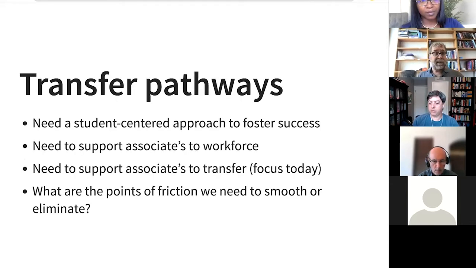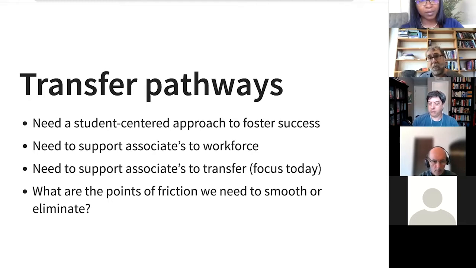I want to spend just a couple of minutes talking about what are some of the barriers and opportunities for transfer pathways. Again, I said we need a student-centered approach to foster success. We need to be thinking about how students are able to proceed, what we need them to be doing, and how to structure and support them for success. As I said, they're motivated, they're engaged, but again, there's a lot of barriers in their way.